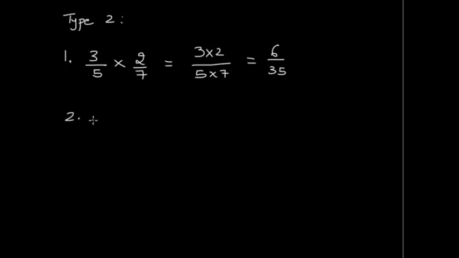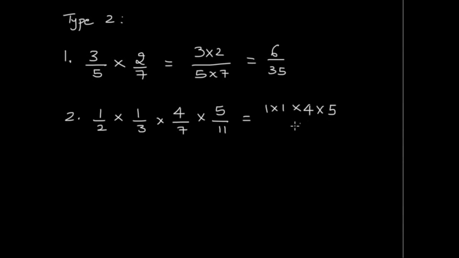Let's say you have multiple fractions, let's say 4 fractions. Something like 1 by 2 times 1 by 3 times 4 by 7 times 5 by 11. What do you do in this case? You multiply all the numerators, 1 times 1 times 4 times 5, divided by all the denominators. As you can see, we can simplify 2 and 4. So what do we have remaining? 1 times 1 times 2 times 5 is 10, divided by 2 times 3 times 7 times 11, which is 231.